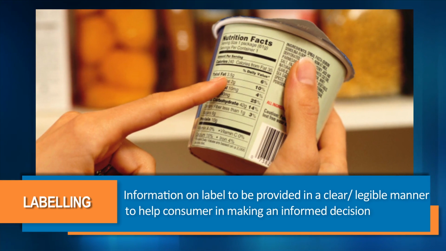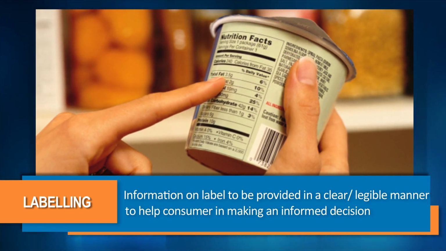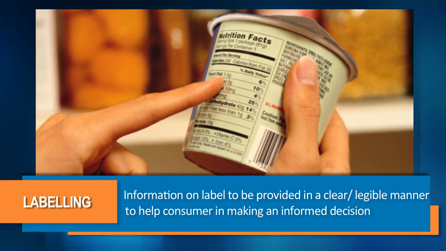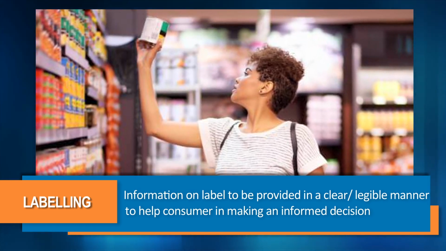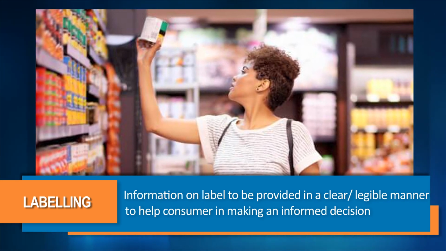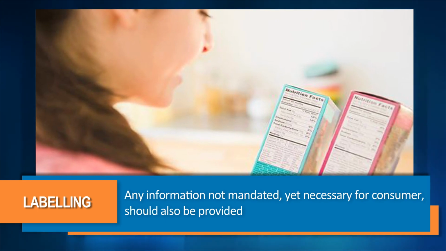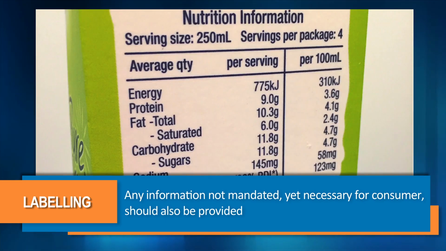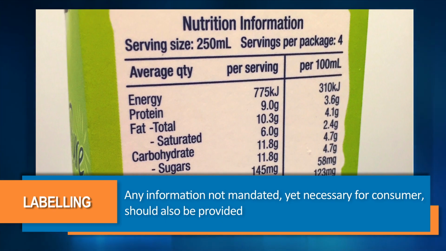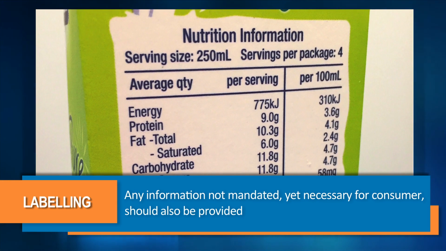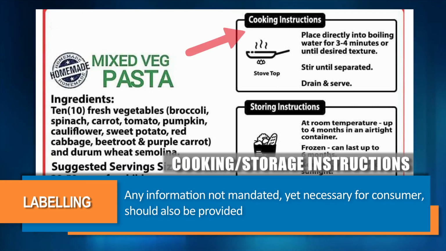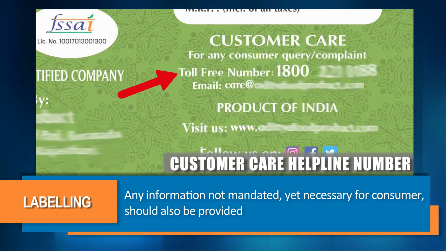The information on the packaging label shall be provided in a clear and legible manner to help the consumer in making an informed decision before purchasing a food product. Any other information which is not mandated, yet the food business thinks that the information may be necessary for the consumer, should also be provided, such as cooking and storage instructions, customer care helpline number, etc.